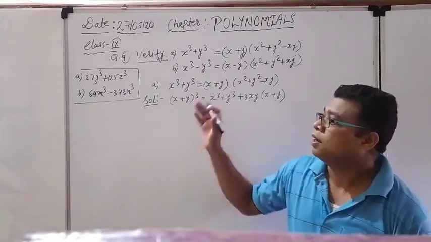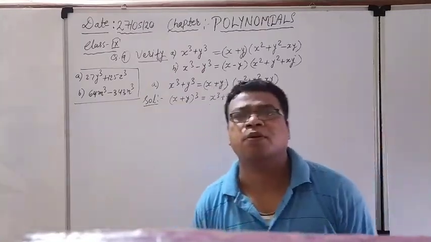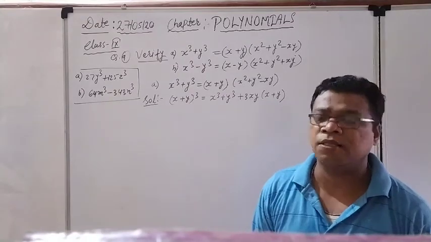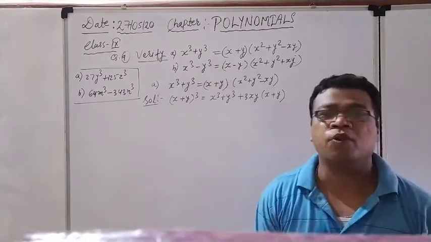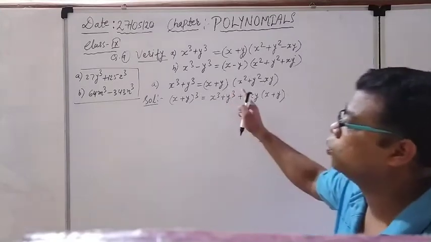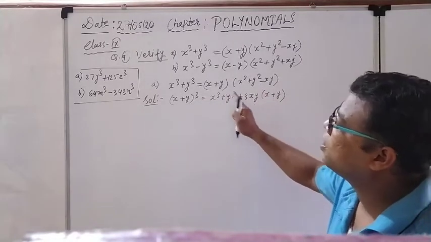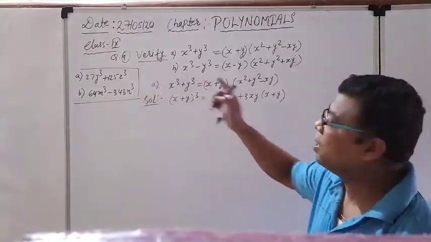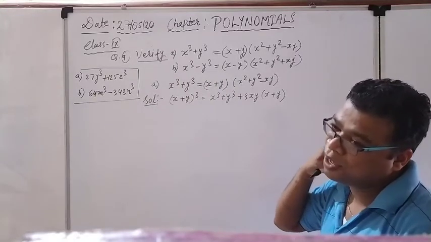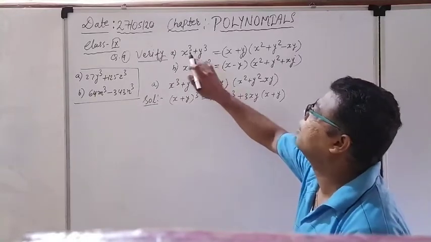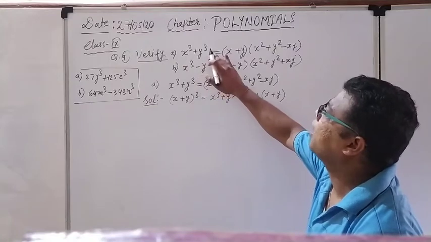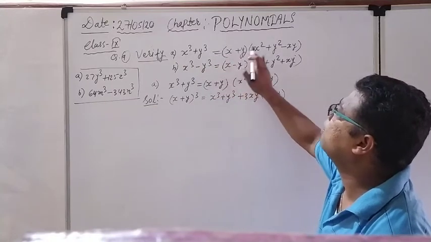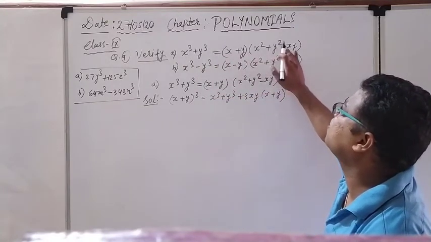Okay, look here. We have solved so many varieties of questions. So again, in the same series, another variety of question is in front of you. What I have written: verify. Verify means proof. We have to prove that x cube plus y cube is equal to (x plus y) times (x square plus y square minus xy).